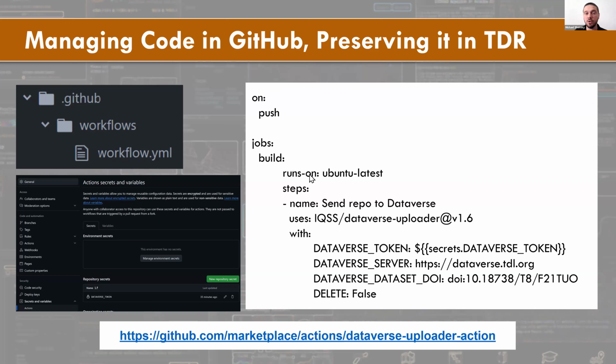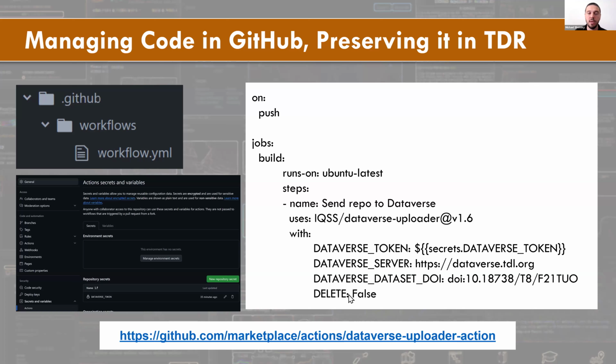What's going to happen is it's going to run this process under jobs. It's going to use the Dataverse uploader GitHub action that's defined here. And these are the key parameters that are defined for this. It needs to have your Dataverse token in order to access the data set you've created to push your code there. You need to define the Dataverse server. This is the Dataverse server for the Texas Data Repository, dataverse.tdl.org.